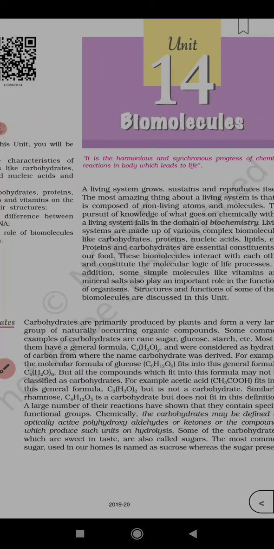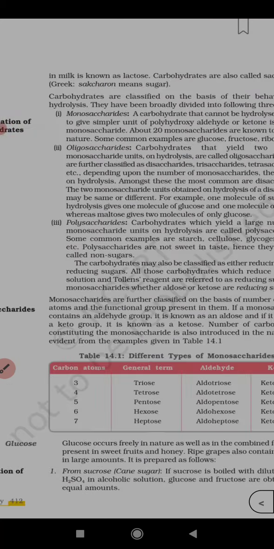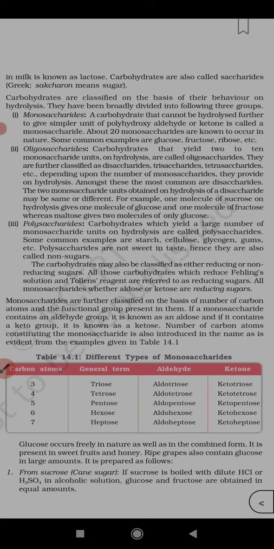Whereas the sugar present in milk is known as lactose. Carbohydrates are also saccharides. Greek saccharon means sugar. So the most common sugar that we use in our homes is called sucrose, whereas the sugar present in milk is known as lactose. Milk sugar is nothing but lactose.